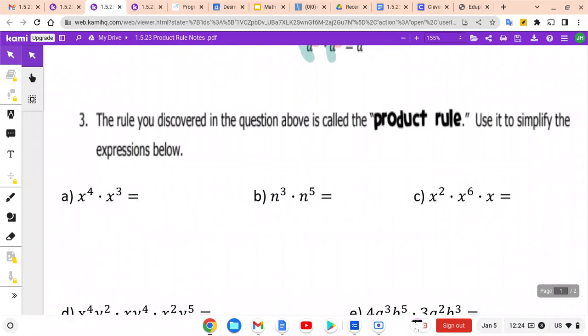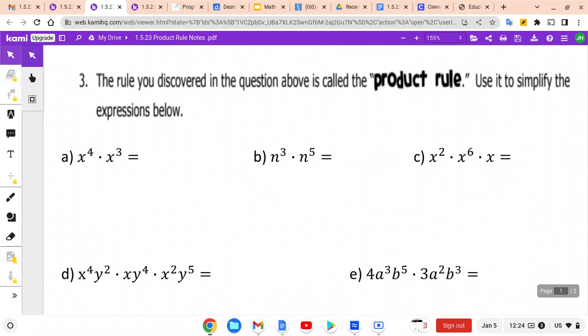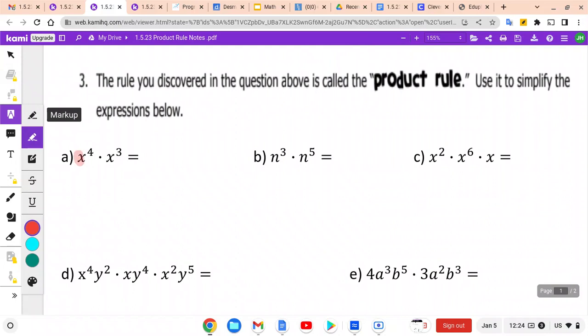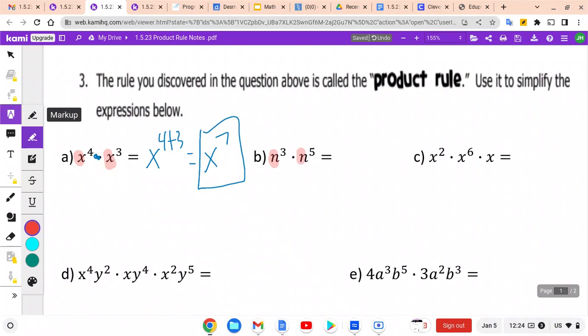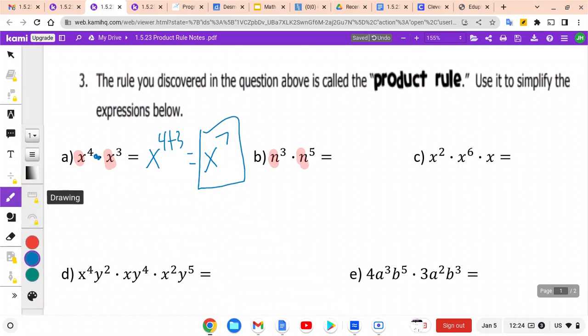So let's use it to simplify some expressions. So here we have x to the 4th, x to the 3rd. My bases are the same. They're being multiplied. That's what this dot means. So 4 plus 3, that's x to the 7th. Okay. Then we have n to the 3rd times, it's got to be times, n to the 5th, that's n to the 3 plus 5, or n to the 8.